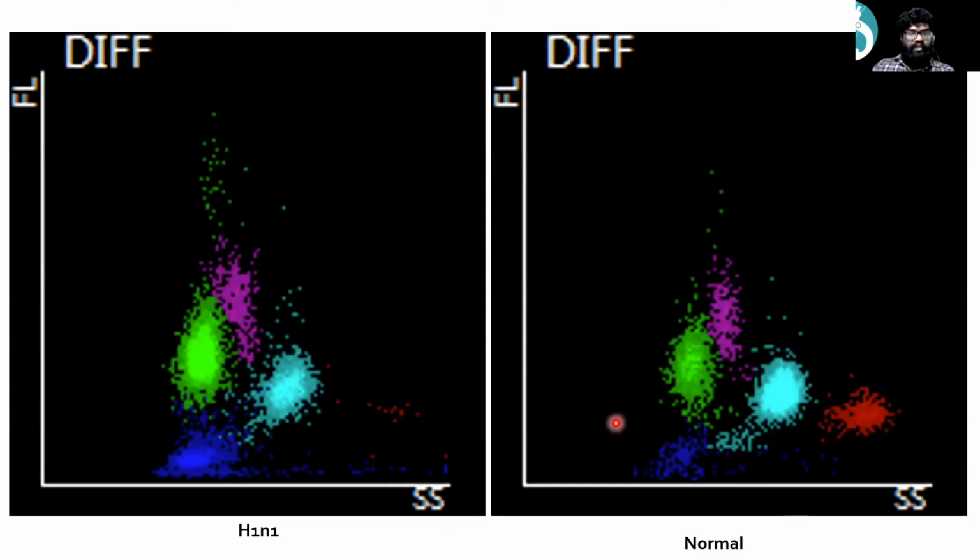Looking at the scattergram of H1N1, you can see the pattern of distribution of the lymphocyte, monocyte, and neutrophil is almost similar to that of the normal, which is on the right-hand side of your slide. The basic difference would be some amount of HFC cells, which is a little higher in H1N1. These cells, when looked at under a peripheral smear, look like atypical lymphocytes with vacuolations and undulations of the cytoplasmic membrane.